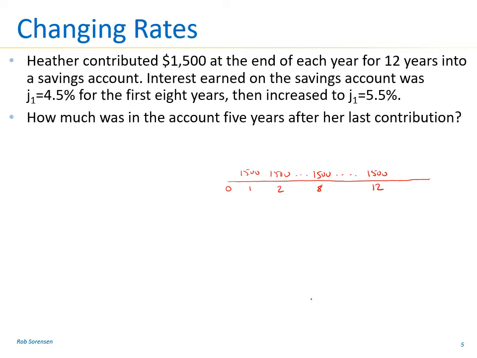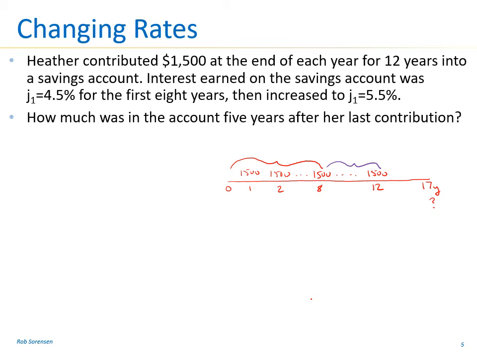And so what I'm going to do to resolve this, I'm going to break my annuity into 2 parts. I'm going to say, okay, for the first 8 years, that's one annuity. And then for the next amount of time, maybe I'll switch colors here to keep it extra clear, we've got another annuity, don't we? And we want to find the value in our account 5 years after the last contribution, so that's going to be the 17-year mark. That's when I want to find the grand total.